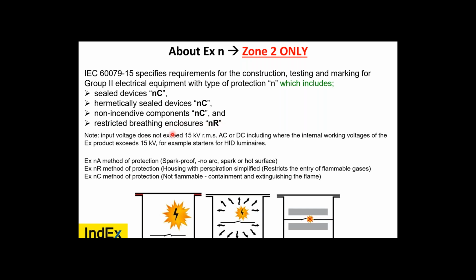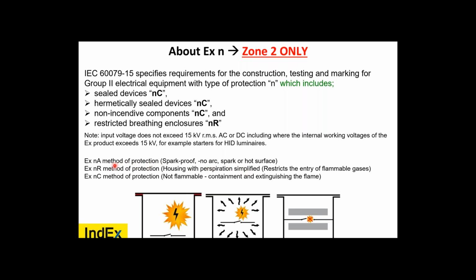Now, an important consideration is that the input voltage shall not exceed 15 kV, AC or DC, including the working voltages of the EX products. The internal workings of EX products can exceed 15 kV, such as high intensity discharge lighting. The starters inside can exceed 15 kV. That is okay for the luminaires.